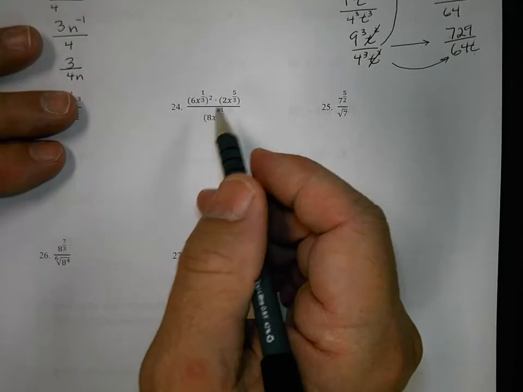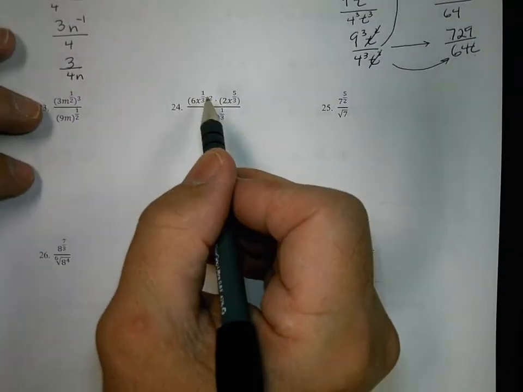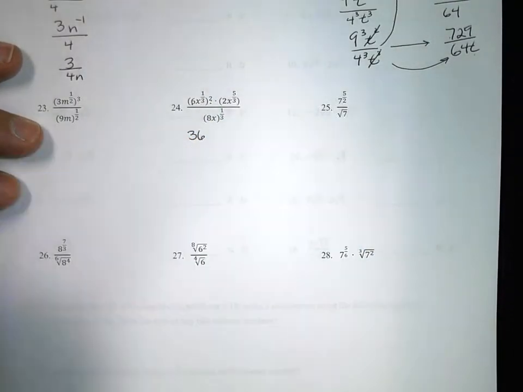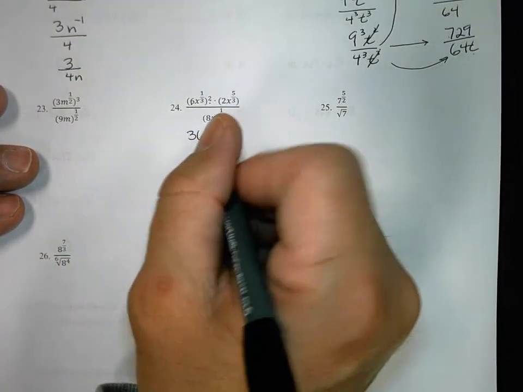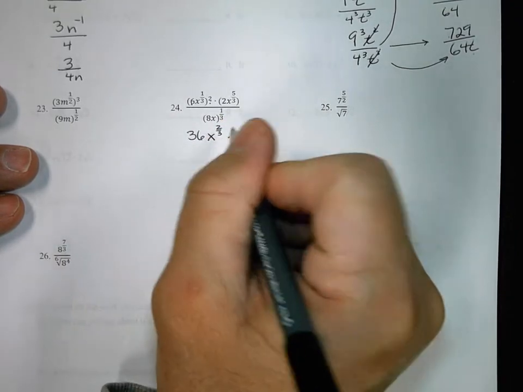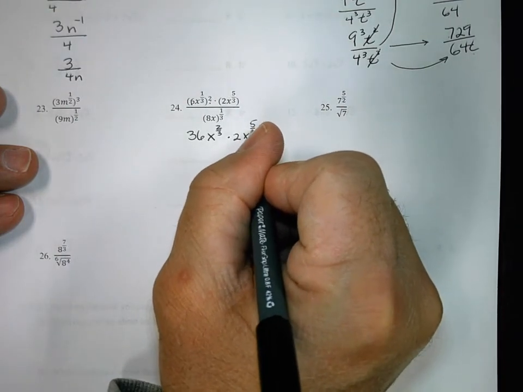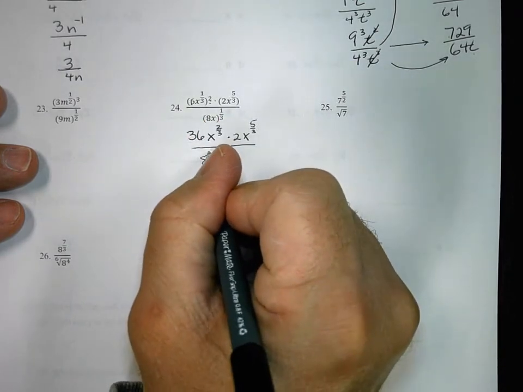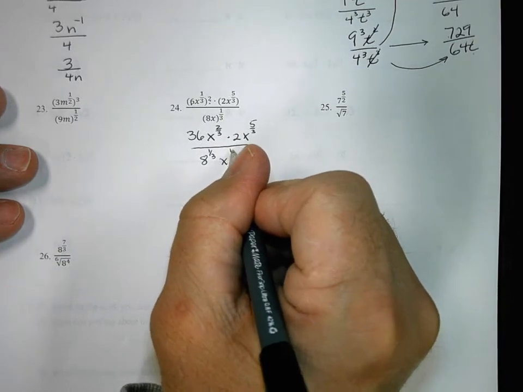All right, number 24. So first, let's get rid of all these exponents and make it a little simpler. So I'm going to simply distribute that 2. So we have 6 squared, which I'm just going to multiply out to be 36. And then we have x to the 1/3 raised to the second, which is x to the 2/3, times 2x to the 5/3, all over 8 to the 1/3. Now let's take care of that. Well, let's hold off on that, I guess. And x to the 1/3.